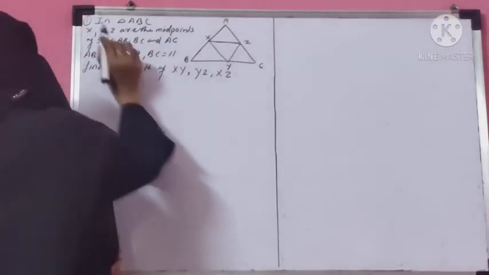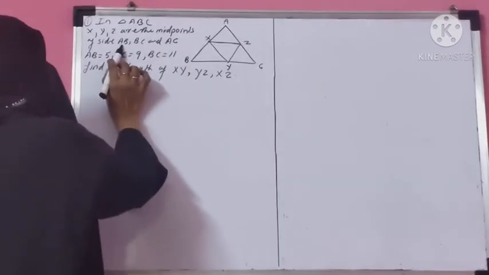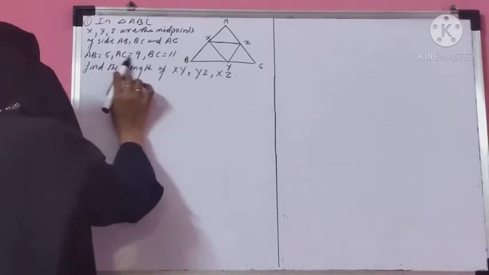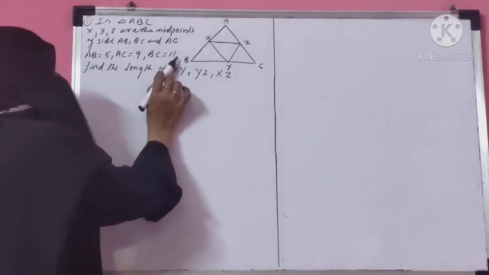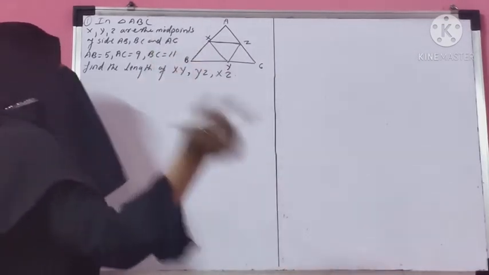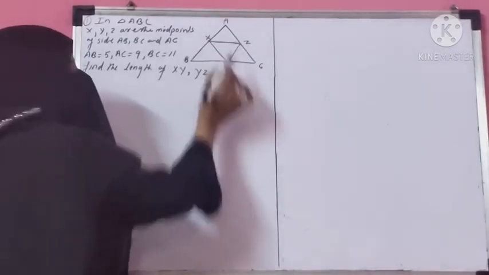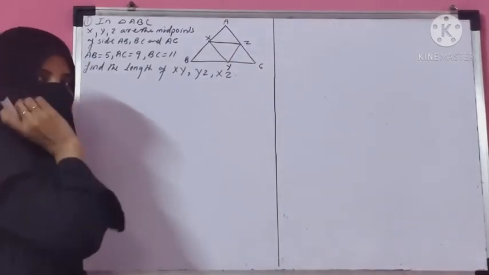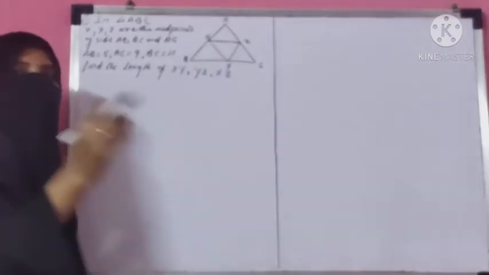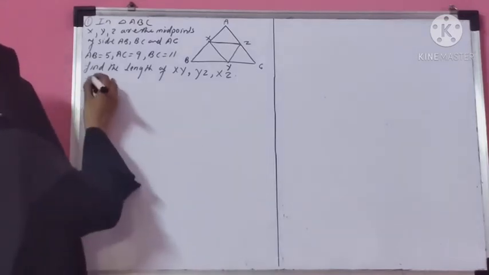Question number 1 is, in triangle ABC, X, Y, Z are the midpoints of sides AB, BC and AC. AB value is 5, AC value is 9, BC value is 11. Then you have to find the value of XY, that means the segment which joins the midpoints. YZ is the segment which joins the midpoints. XZ is also the segment which joins the midpoints. As we discussed, the segment formed by joining the midpoints is half of the opposite side and parallel to the opposite side. So let's start your solution.